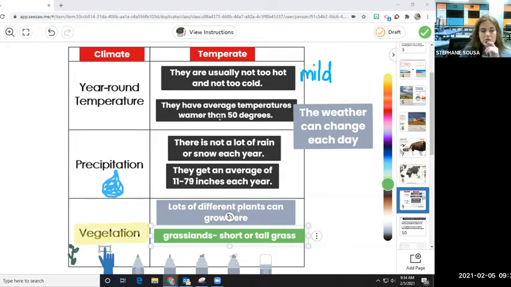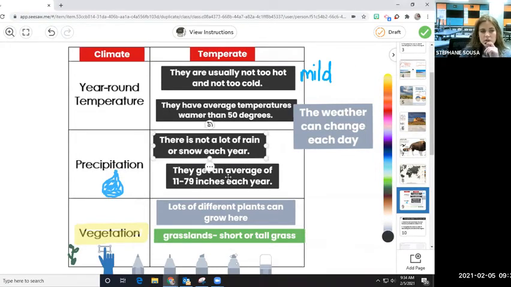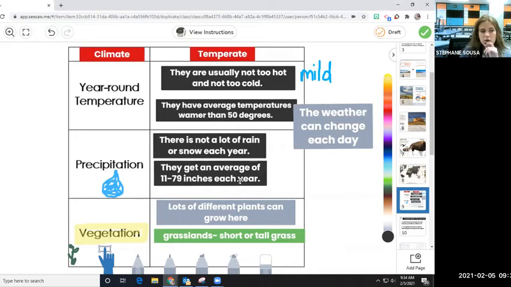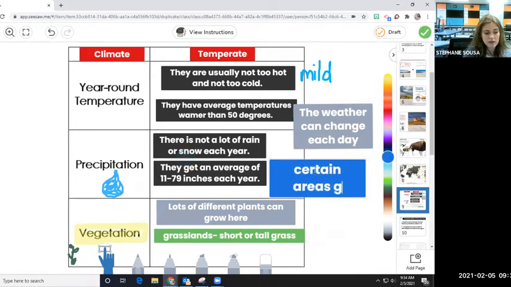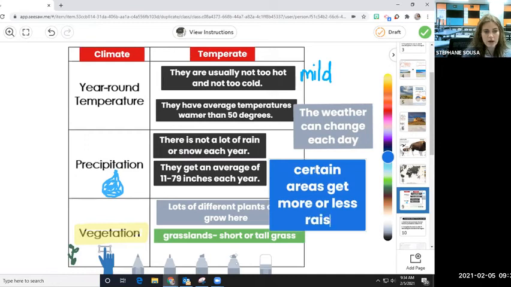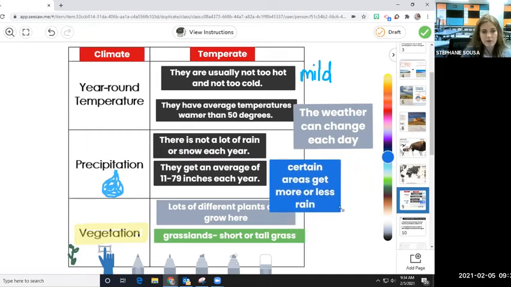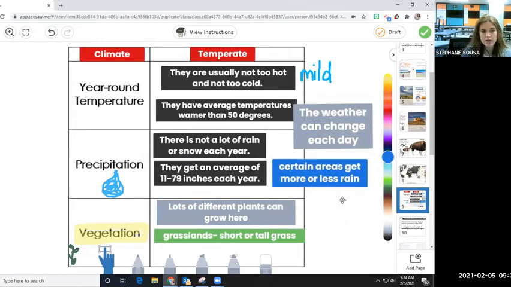Okay. For precipitation, we already know that there's not a lot of rain or snow. We already know that they get an average of 11 to 79 inches each year. What we just learned is that certain areas get more rain than others. So I want to write that down to show that there can be a difference. Okay, so certain areas get more or less rain. Make that a little bit smaller so we can see it. Certain areas get more or less rain. It just depends on where you are. Go ahead and add that in.